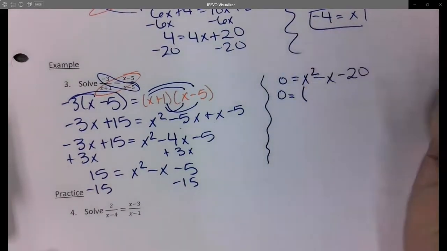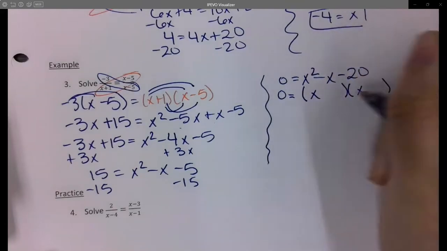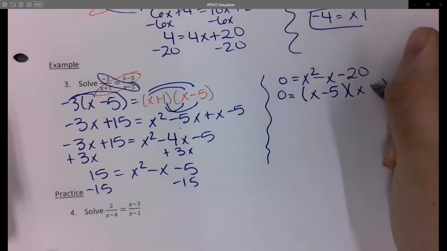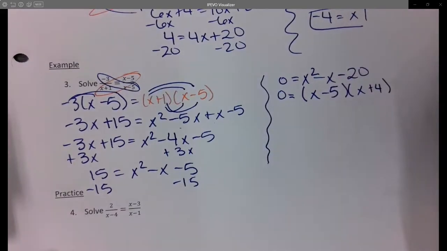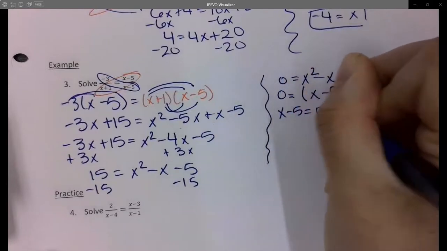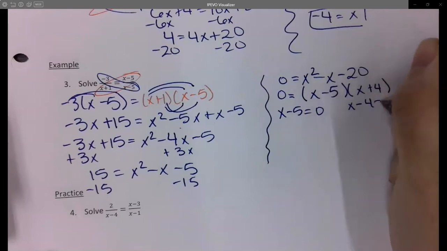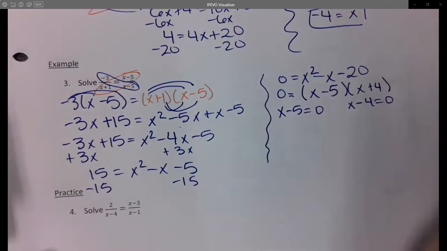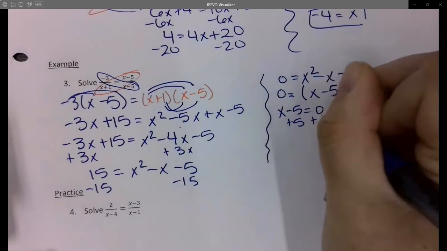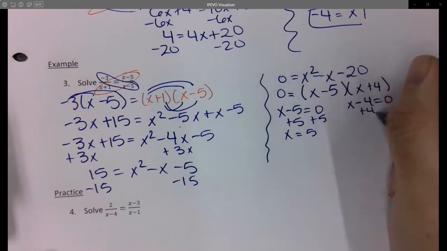Okay, which one needs to be negative? The 5 or the 4? Okay. So then I want to take each of these and set them equal to 0. On this one, I add 5 to both sides. I get x equals 5. This one I add 4. I get x equals 4.